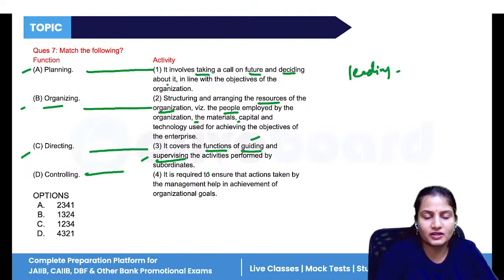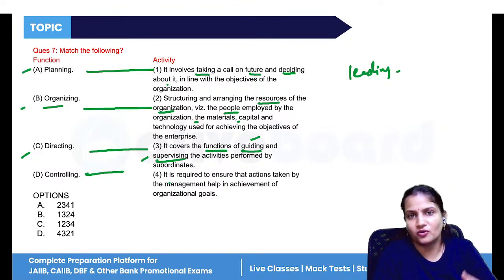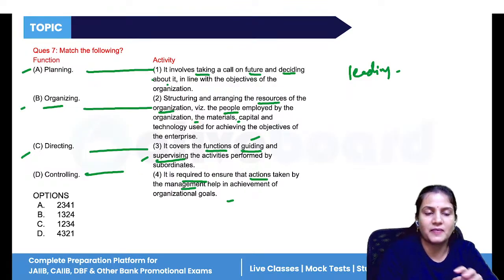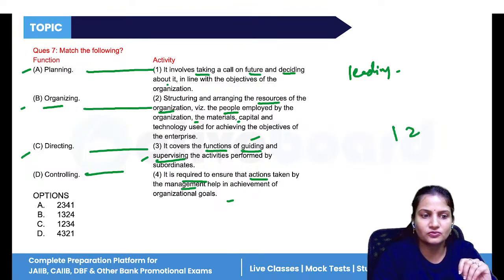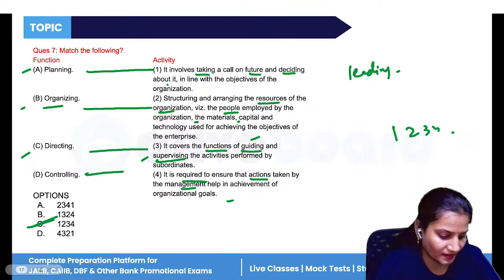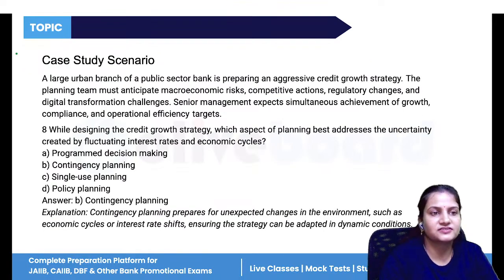So controlling is what? You will monitor the activities, that whatever plan you have made, now you are working on that plan or not. So that is what controlling is. You should monitor the activities. So it is required to ensure that the actions taken by the management are helping in achieving organizational goals. So parallelly everything is matching. So 1, 2, 3, and 4. That is option C. Clear? Now, next. Next is the questions on your case study.